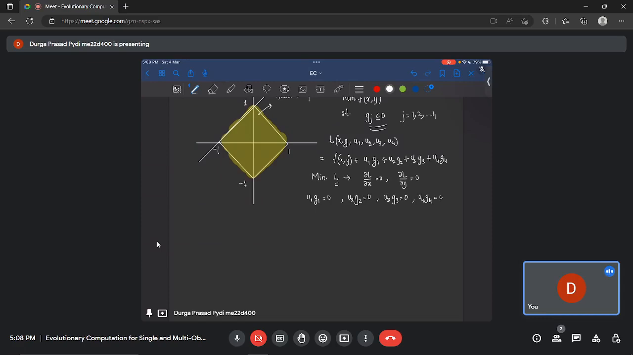Only if this particular case is satisfied, minimizing L is equivalent to minimizing f of x comma y, because all these other coefficients will turn out to be 0. But as you can see, now we have 2 plus 4, 6 equations, and we have 6 unknowns. So if we solve all these 6 equations in 6 unknowns, we will be able to get all the values of x comma y and u1 to u4. But there is a catch here.